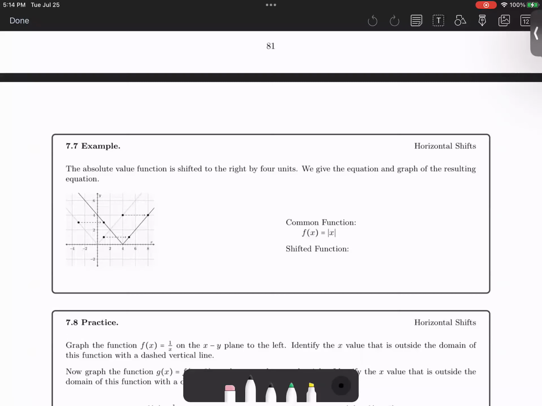The second example of a transformation of a function will be horizontal shifts. Now, these are not as intuitive to me as vertical shifts. Let's see what I mean. The absolute value function here is shifted to the right by 4 units.